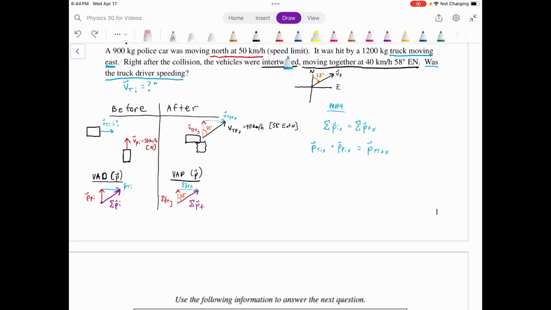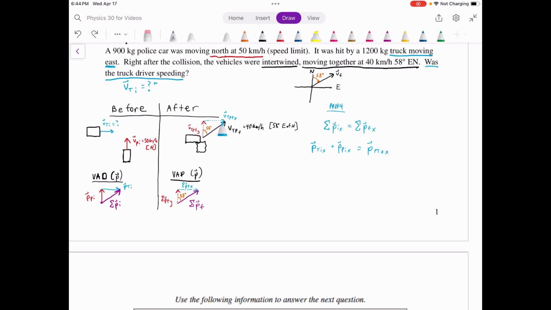Now, taking stock of this a bit, we know the truck's mass, and we know the police car's mass. So afterwards, we know the total mass of the object. It's just those two masses added together. We also know its velocity, and we know the angle it was directed at. So we can find the x component of its velocity, and therefore, multiplying that by its mass, we've got the x component of its momentum.